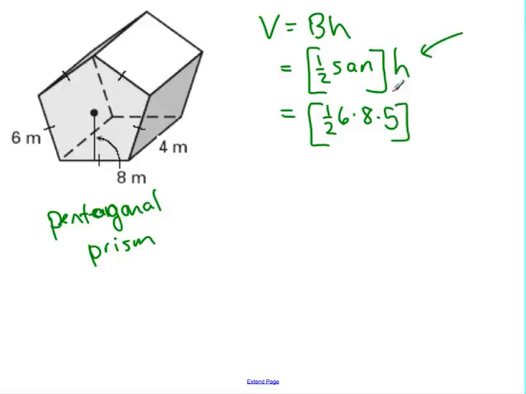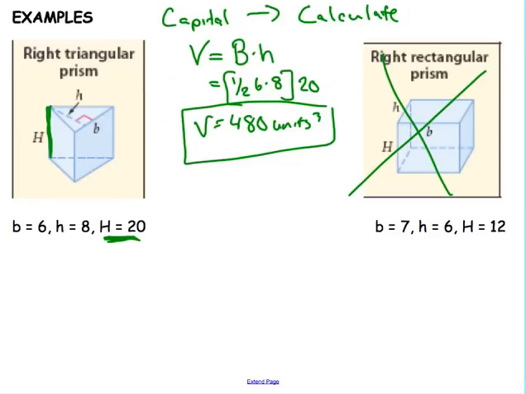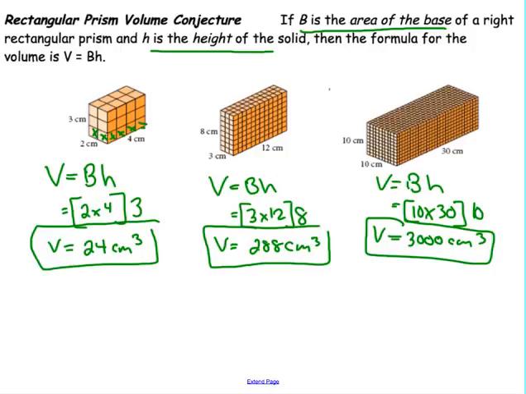This h, remember, denotes the distance between the two bases. In this case, the distance between the two pentagons, which I'm going to draw kind of in green here for each of these. Each of these lengths is the same. They should all be 4. 6 times 8 is 48. Times 5 should be 240. Half of that's 120. Times another 4 should give us 480. And now we have cubic meters. This is our volume.